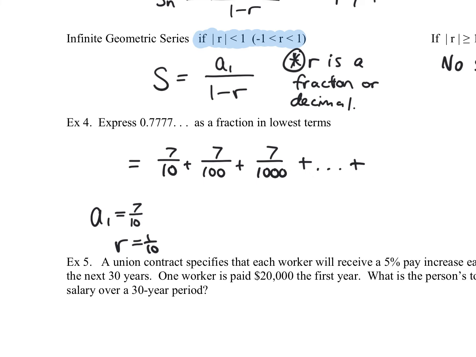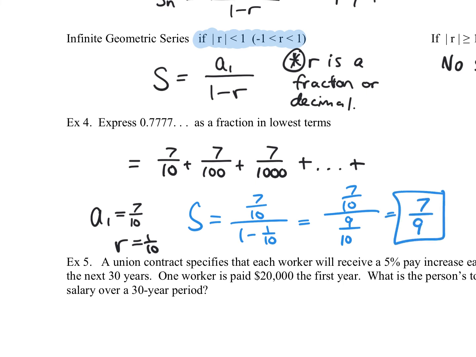So we could use our second formula and say the sum will equal the first term, 7/10, divided by 1 minus r. Well, this would be 7/10 divided by 9/10. And through some simplification, we'll end up with 7/9. Much simpler than 0.7 repeating, and it's just a good application of that infinite geometric series sum formula.